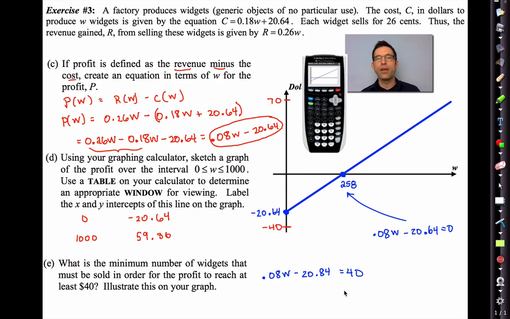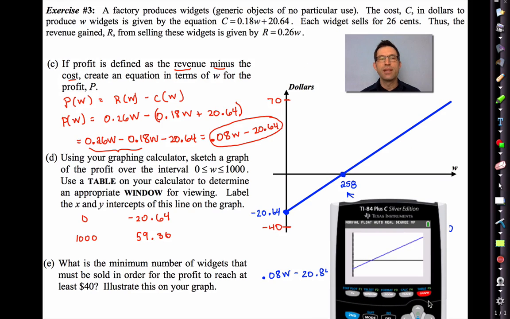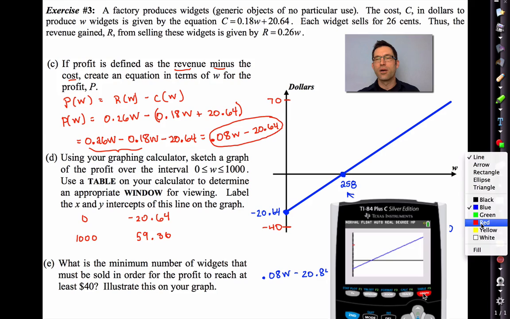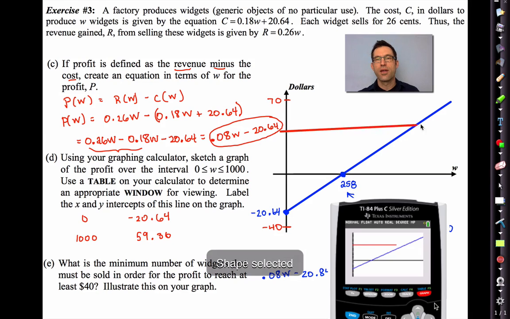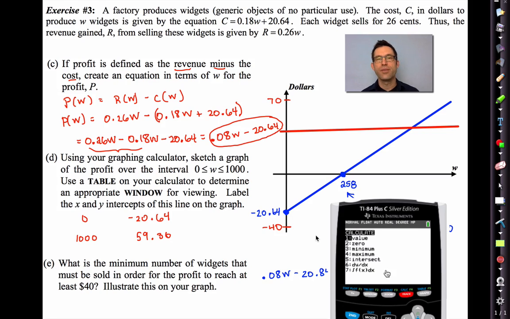Let's do this. Let's hit y equals. Let's put in 40 for y2. Okay, got 40 in for y2. Now let's hit graph. Our window hasn't changed at all. All right, put that in as red. and we get something that looks like this. Now what I'm going to do is I'm going to use the intersect button. So remember, let's go over to the calculate menu. All right, let's go down to the intersect option, or just type its number.